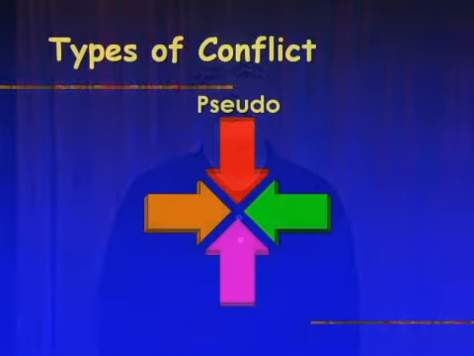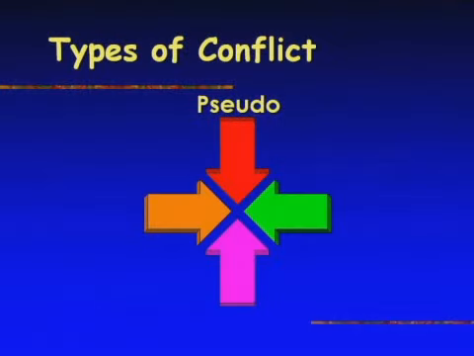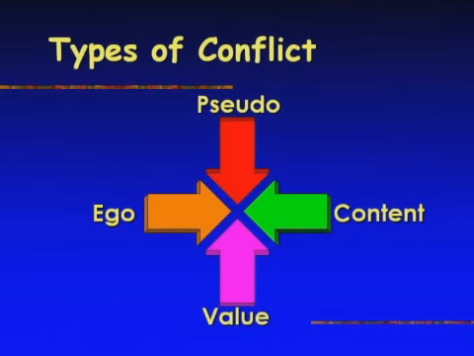There are 4 types of conflict, and if you think of these on a scale, they get progressively more difficult to handle. The easiest of the 4 to manage would be pseudo-conflict. Second would be content conflict. Third would be value conflict, and the most challenging of the 4 would be ego conflict. Let's take them one by one.